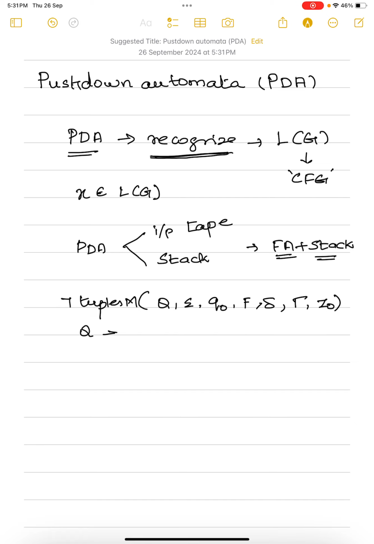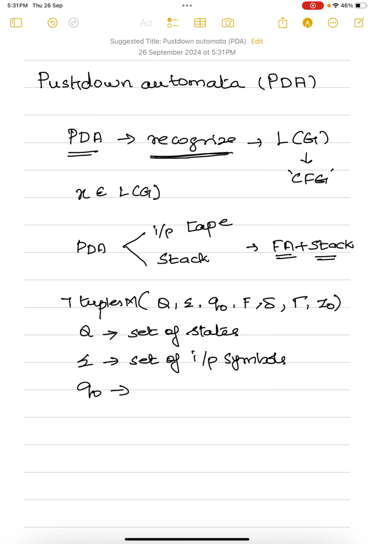So what is Q? Q is the set of states. Sigma is the set of input symbols, or we call it alphabets. Q naught is the initial state. F is the final state or accepting states. Delta is the transition.